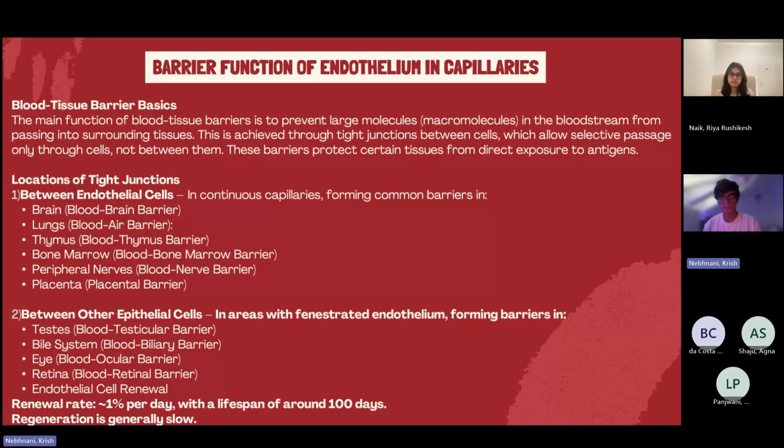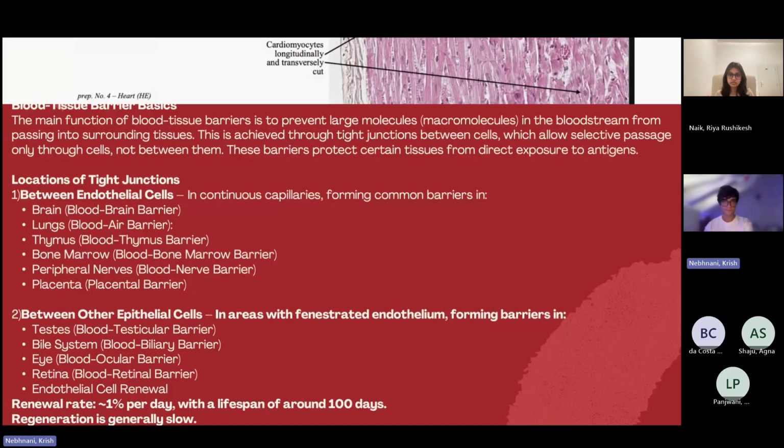In the brain, I can give you an example of astrocytes and pericytes. Astrocytes and pericytes have these stellate-like structures or processes which ensheath the blood vessel and then form the barriers. Between other epithelial cells, in the cases of fenestrated endothelium, they'll form barriers in the testes, the blood-testicular barrier, which is mostly formed by the Sertoli cells, the blood-biliary barrier, the blood-ocular barrier, the blood-retinal barrier, and these endothelial cells have a very low regeneration rate. They only produce about 1% per day, but the lifespan is about 100 days.